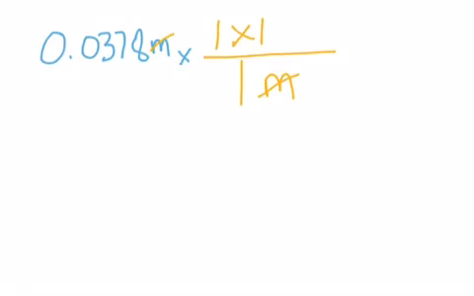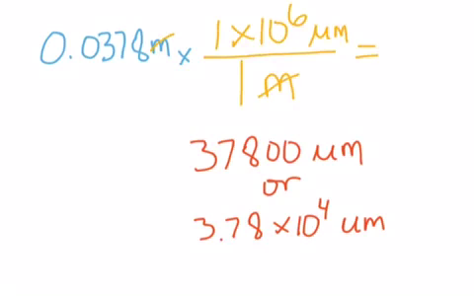and I have 1 times 10 to the 6th micrometers in the numerator, and that gives me my answer, which is 37,800 micrometers, or 3.78 times 10 to the fourth micrometers. Same answer that I got by sliding the decimal. But we'll find that this method is a little bit more useful if you need this specific conversion factor to add in as a piece of a multi-step problem.